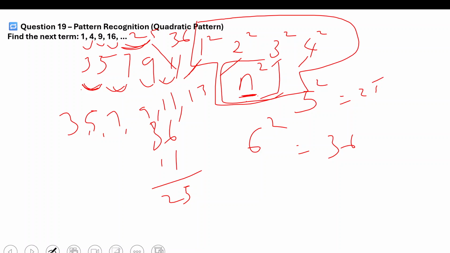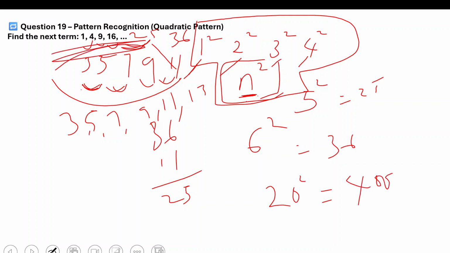The reason I'm saying this pattern is better is that if I'm told to get the 20th term, for instance, I will not go through all this to get it. I'll just go 20 raised to the power 2, which will give me 400. So 400 is the 20th term in this particular series, right?